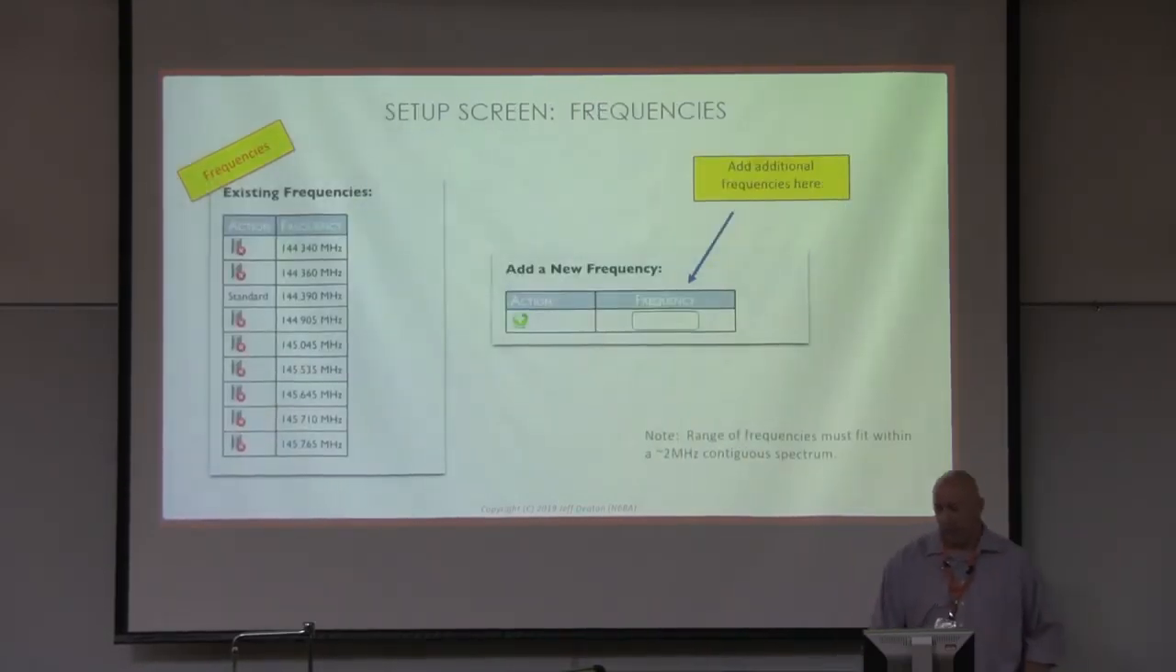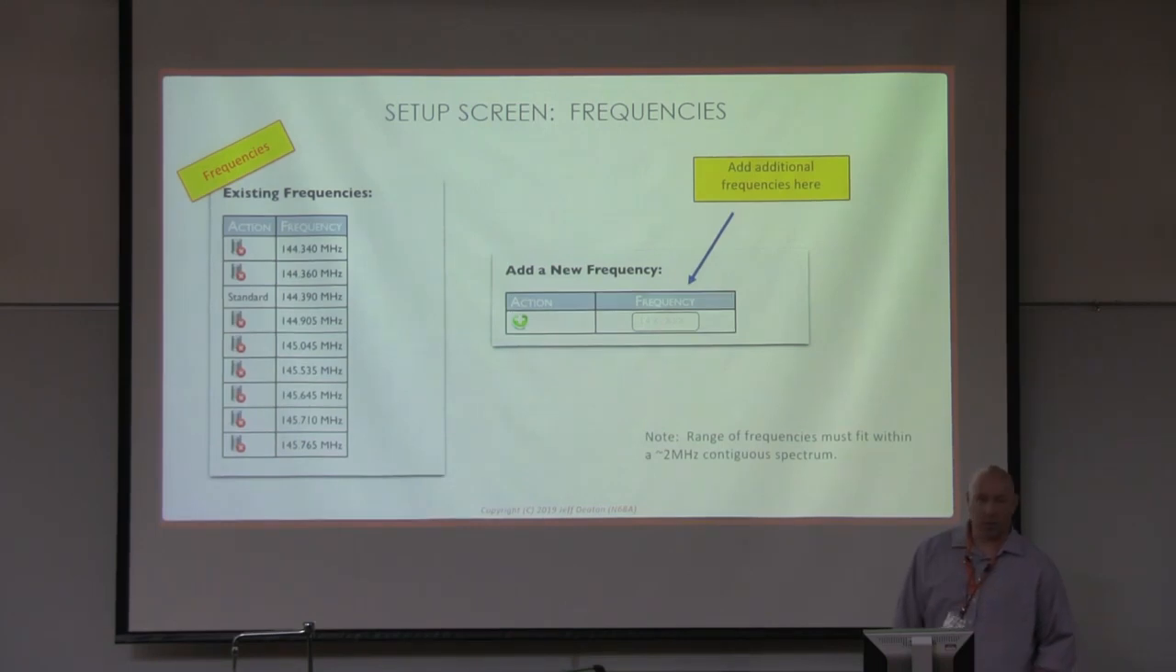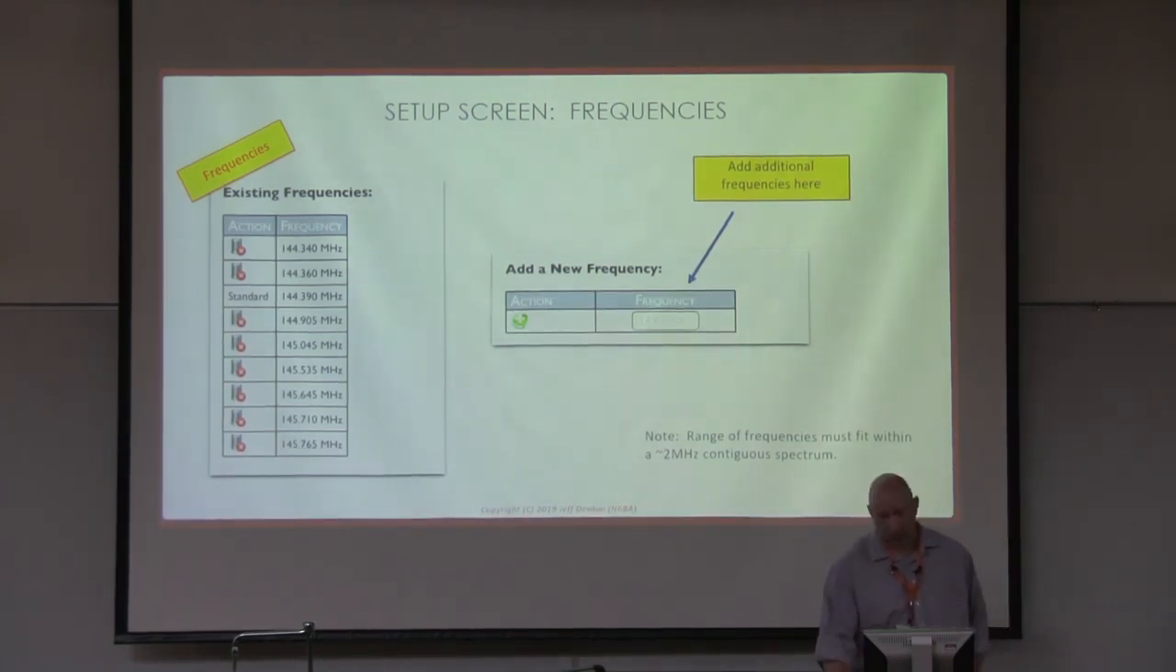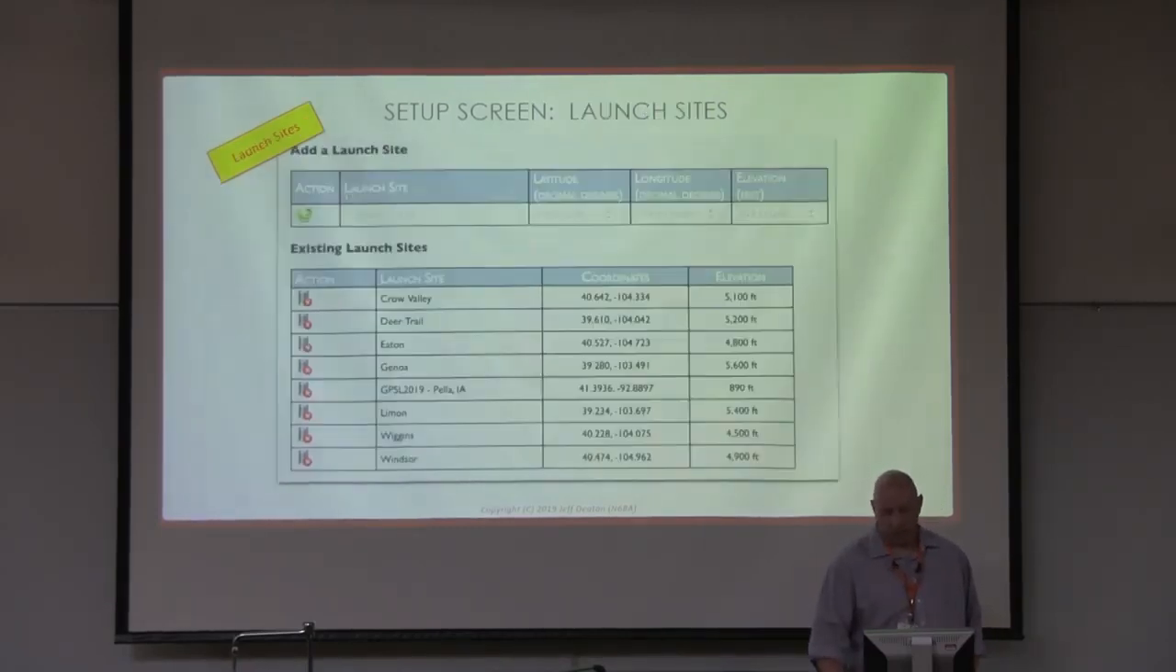So you can set up your frequencies. Of course, the unit will always listen on .39. That's something we'll probably change in the future to make it a little bit more universal. You just pop in a new frequency, and it shows up in the list, and then it's in the drop-down list so you can assign it to a flight.